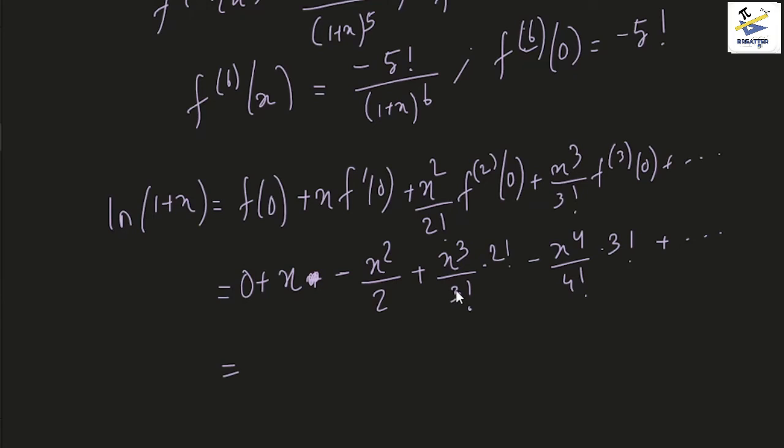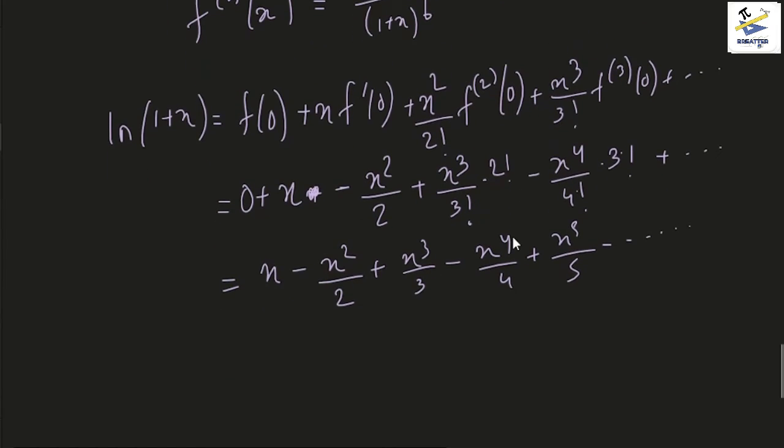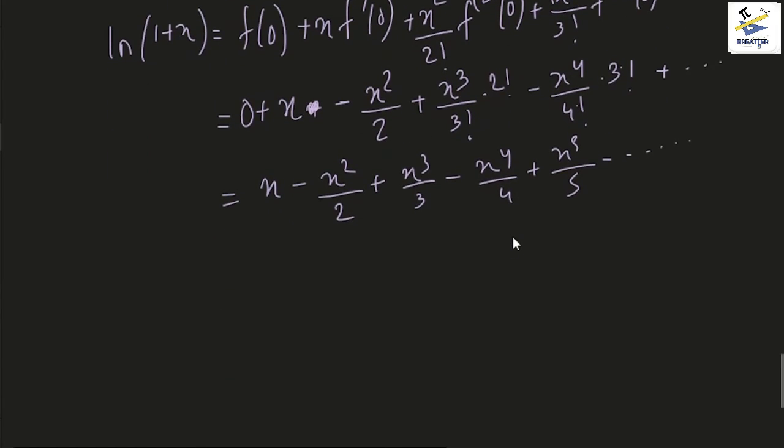Remembering that 3 factorial is just 2 into 3 into 2 factorial, so the 2 factorial will cut off and 3 will remain. Similarly here, 3 factorial by 4 factorial will give you a 1 by 4. Continuing in this way, we get the series as x minus x square by 2 plus x cube by 3 minus x to the power 4 by 4 plus x to the power 5 by 5, and so on. So this basically right here is the Taylor series expansion for log of 1 plus x at the point x equals to 0.